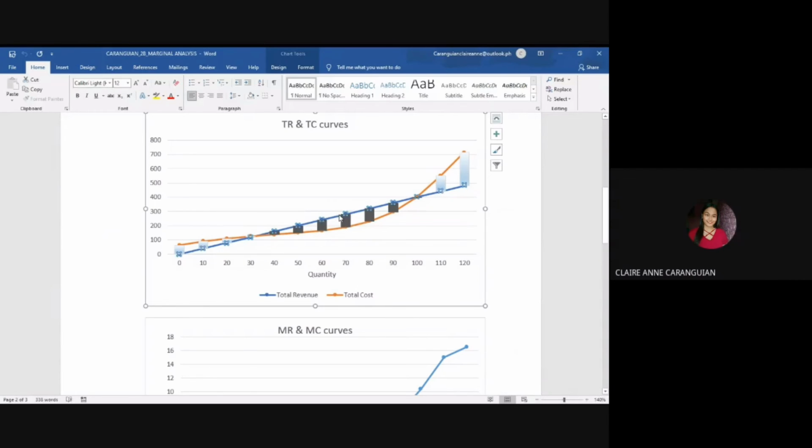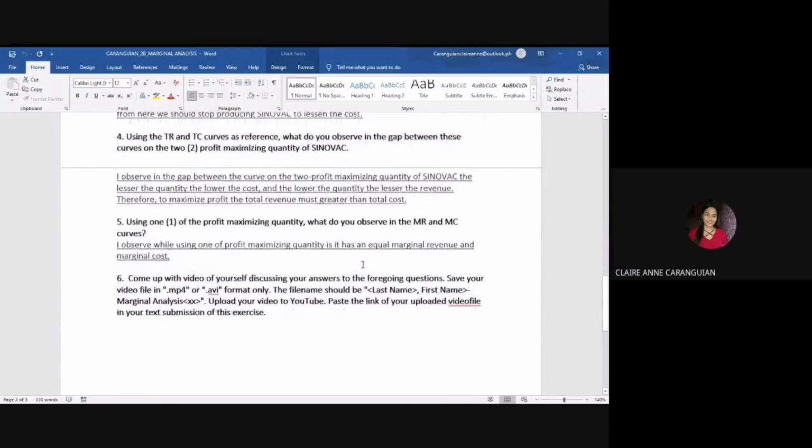Kasi 'di ba? Yung blue is the total revenue, while the orange is the cost. So here, the higher the gap, the higher the maximum profit they will earn. So dito 70 and 80.